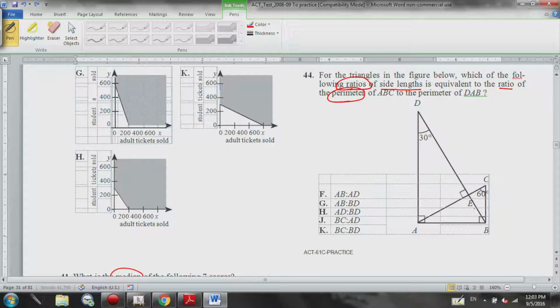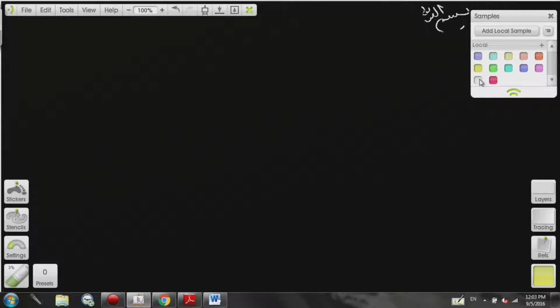Now, if you don't know the geometry that's behind this question, this is a very difficult question, but if you do know the geometry behind it, it's actually not that bad of a question. So what is the geometry behind this question, you say? Well, it has to do with similar triangles, okay?